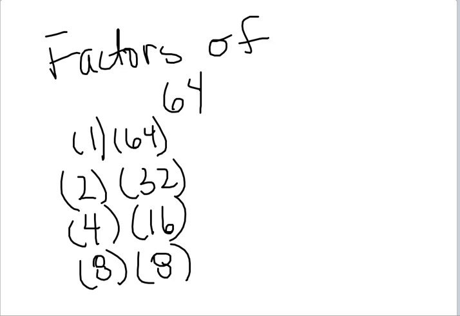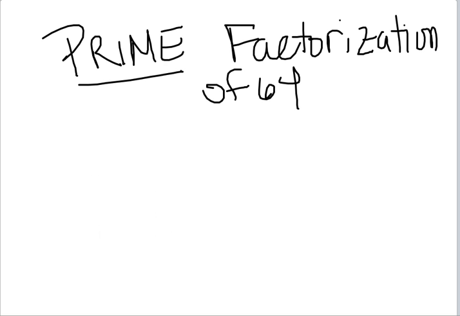But what if I wanted the prime factorization of 64? I do apologize for my handwriting there. So let's first make a little factor tree. Hopefully you've done that. And I'm going to go with that first factor pair that we just wrote down, or maybe 2 and 32.